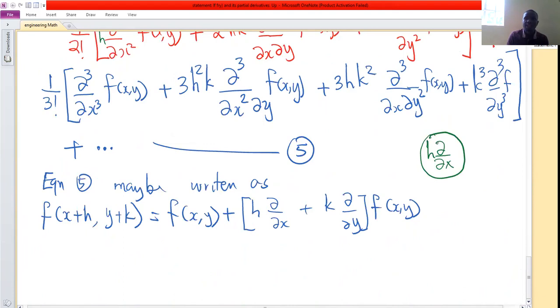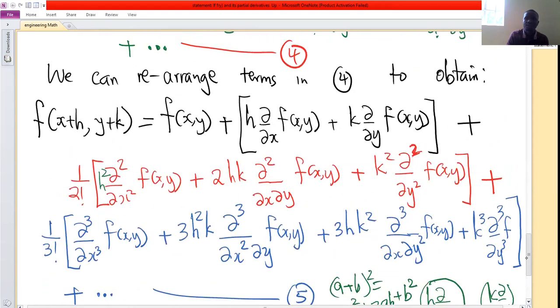So h partial x is taken like one quantity, and k partial y is also taken as one quantity. If you remember the binomial, a plus b squared is the same as a squared plus 2ab plus b squared. And this is the same thing that we have here.